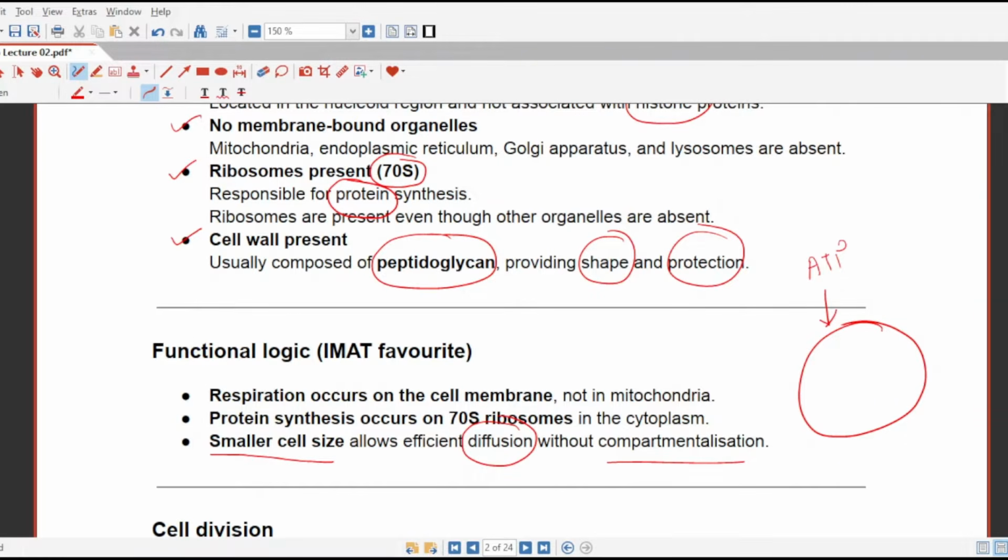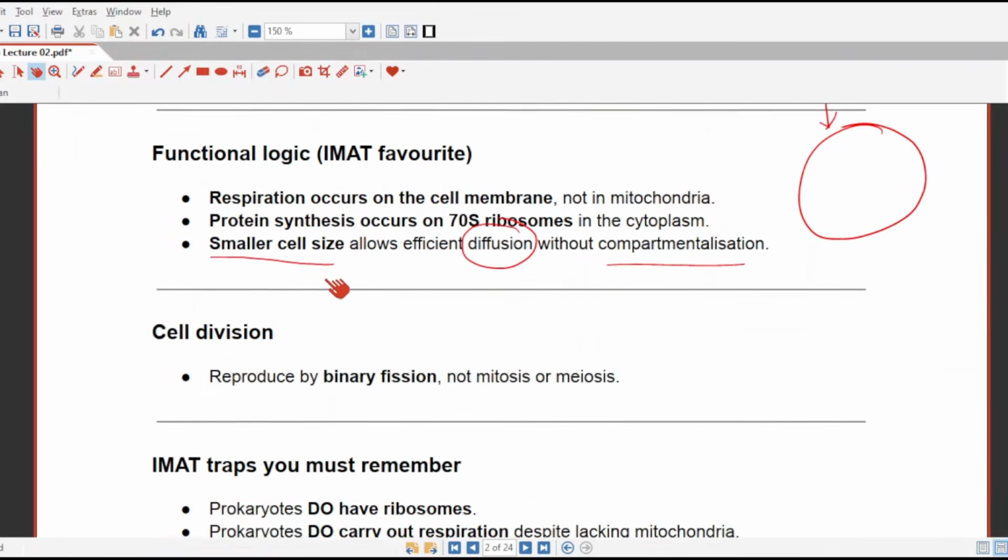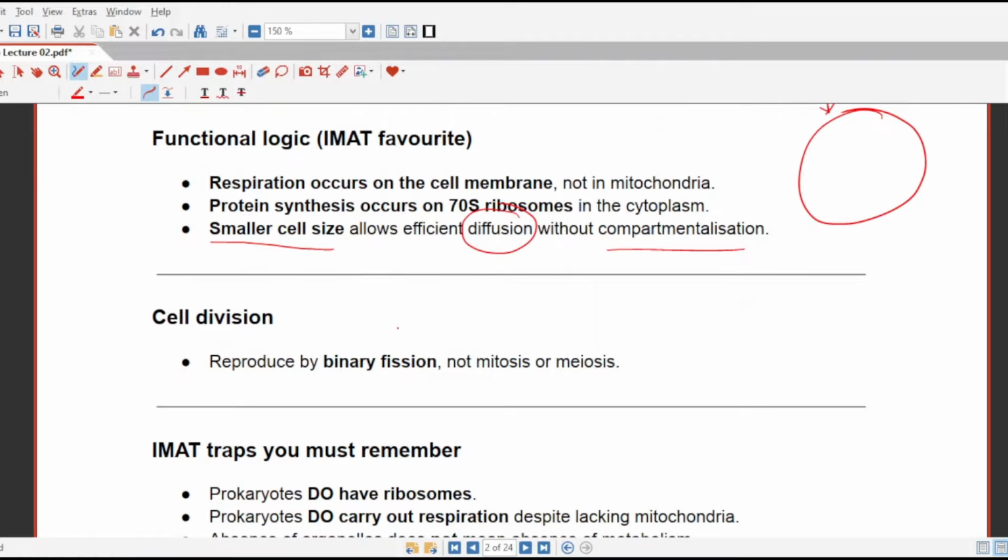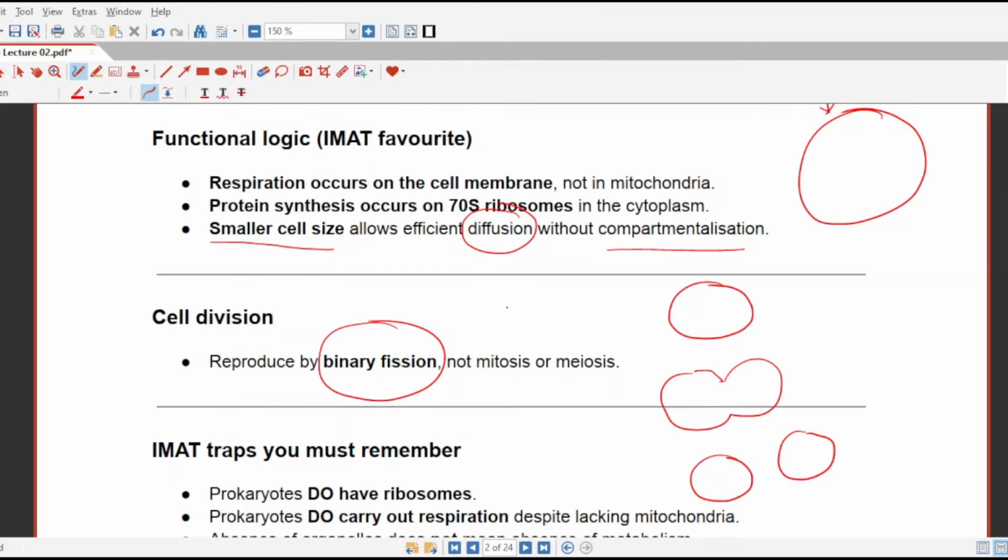What about the cell division? Cell division will be by binary fission. That means that, let's say this is a prokaryotic cell, there will be a furrow in between the cell, and finally there will be 2 daughter cells, and this process is called binary fission.